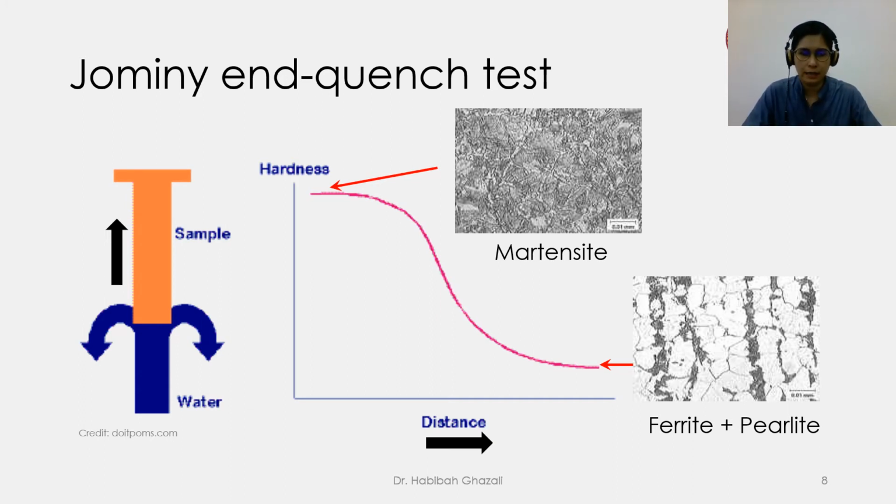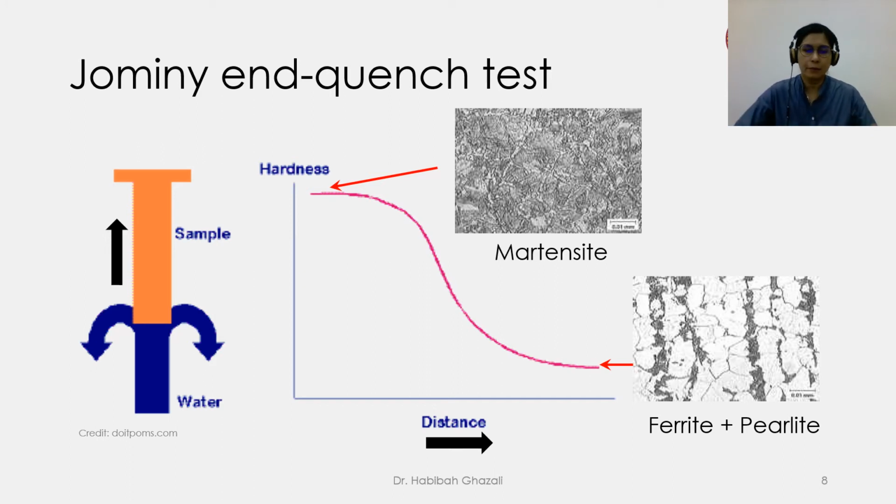So here what you can see is that when the water touched the specimen with the highest cooling rate, martensite is formed. Towards the end, what makes it a bit softer is that there's no more transformation to martensite because the cooling rate is quite slow. Ferrite and cementite, which is pearlite, is transformed instead.